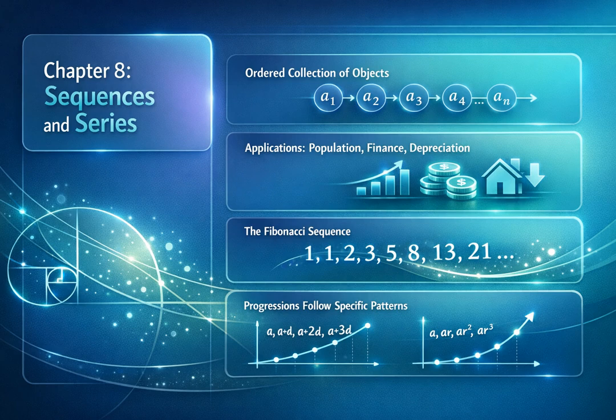Welcome to Chapter 8, Sequences and Series. A sequence is an ordered collection of objects with a first member, second member, and so on. Sequences appear everywhere: population counts over time, bank deposits over years, and depreciating values. The famous Fibonacci sequence dates back to 1175. When sequences follow specific patterns, we call them progressions.